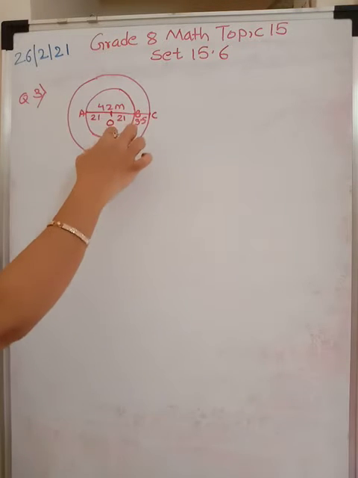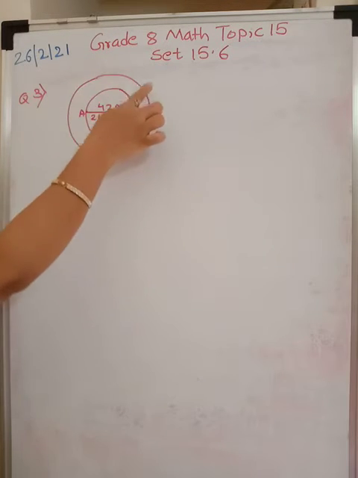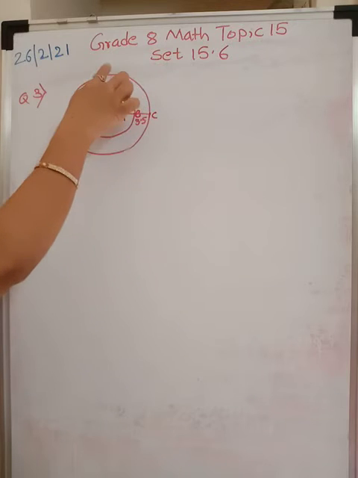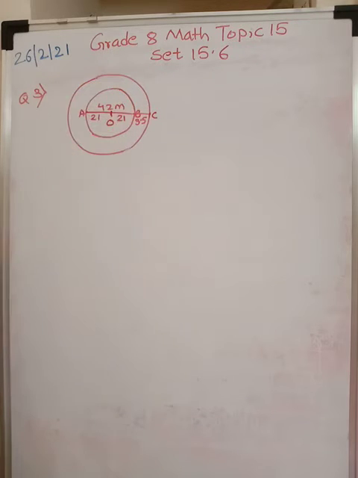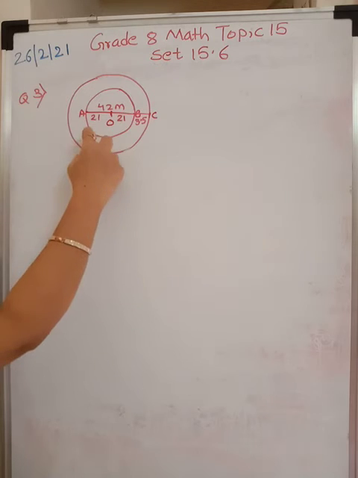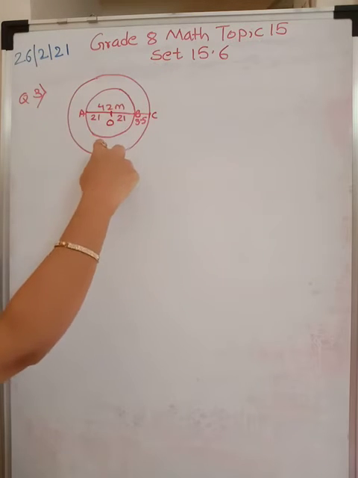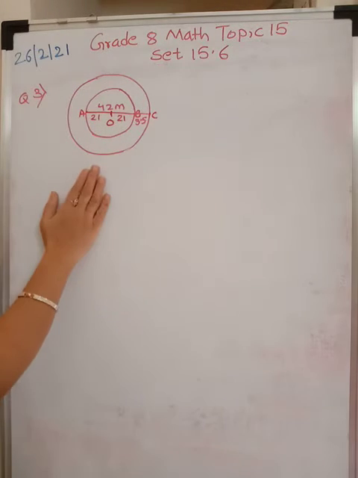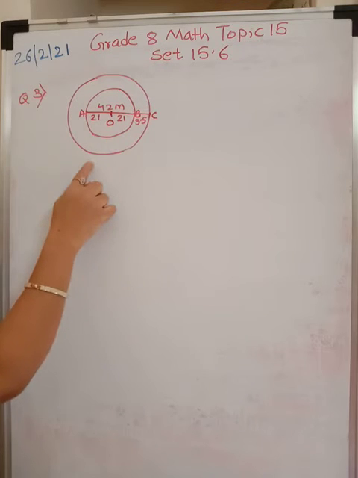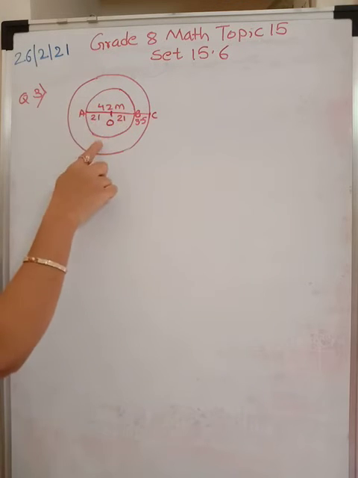You have to find this area. So if I find out the area of this bigger circle and from that I subtract the area of the smaller circle, I am going to get the area of the road. Are you understanding me? So what am I supposed to do to find the area of the road? Area of bigger circle minus area of smaller circle.